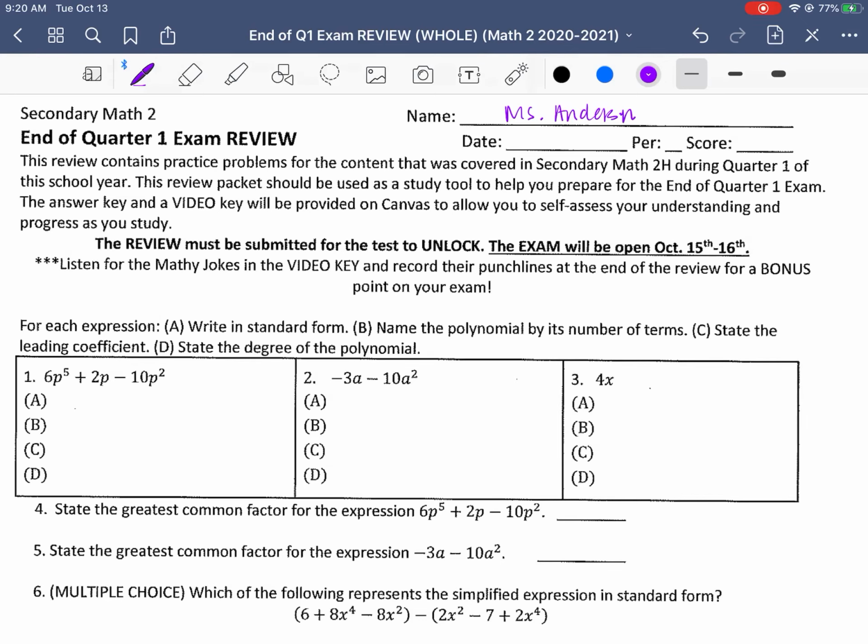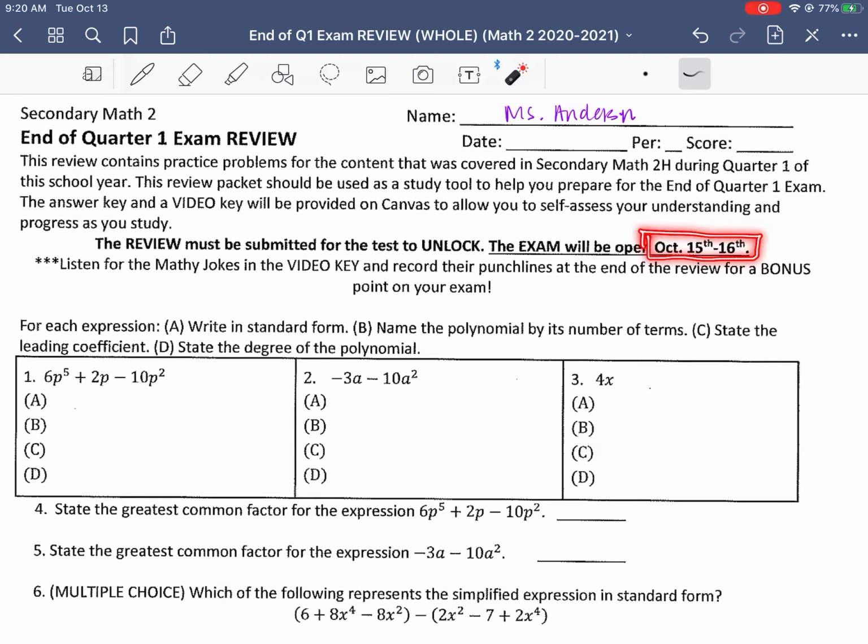You are allowed to use this review as you work through your test, so the more thorough you are with this review and understanding each of the pieces, the better off you'll be as using it for a resource. The review does need to be submitted, as you can see, for the test to unlock, so make sure you review and then submit your review just like you have your homework. Just take a picture of it, and then that will open your exam.